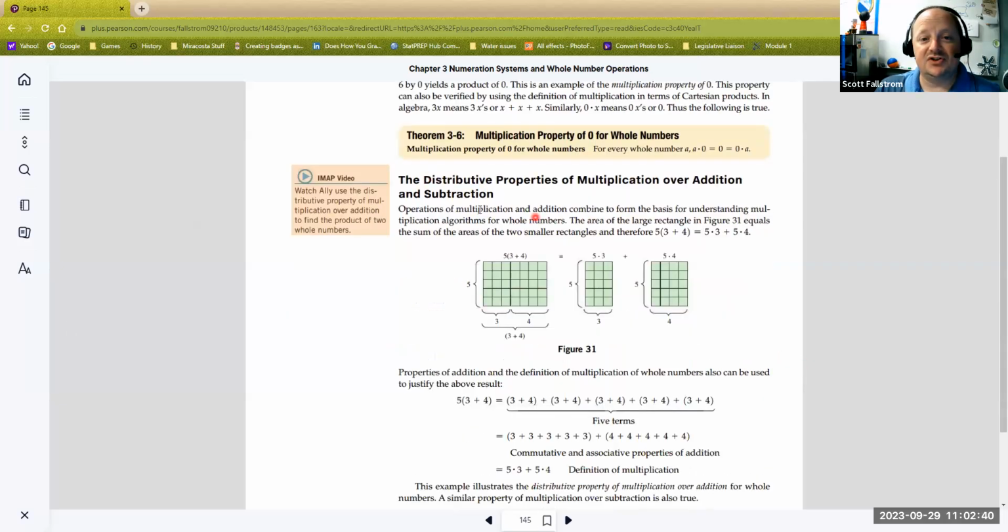All right, next up is the distributive properties of multiplication over addition. We actually use those in the addition section, and that's because we've had them in prior classes. So let's take a look. This one is an important piece.